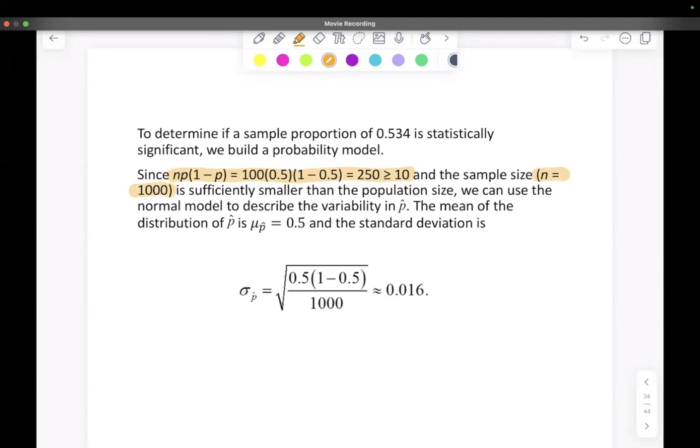So our mean, we say that this is our mean and this is our standard deviation. So I'm going to say 0.5 plus 0.016 times 2. This is my 2 standard deviation rule, right?